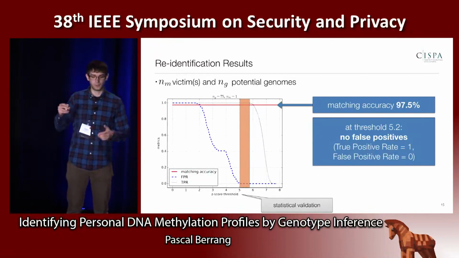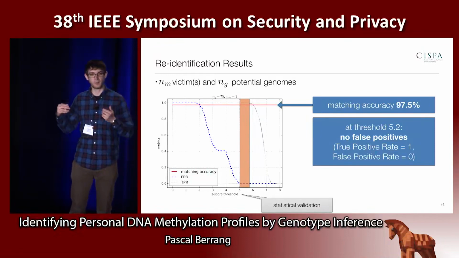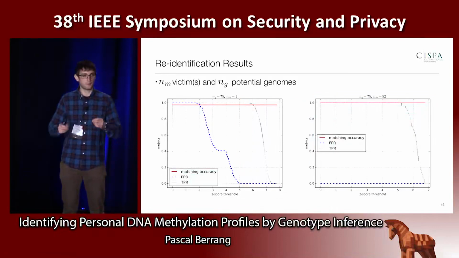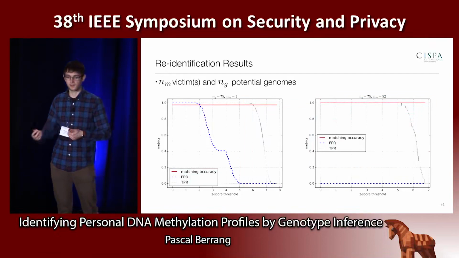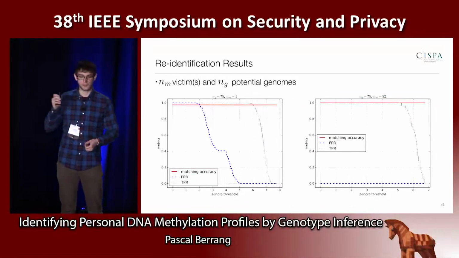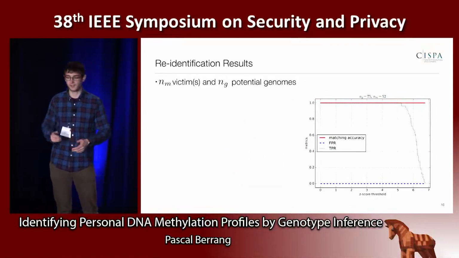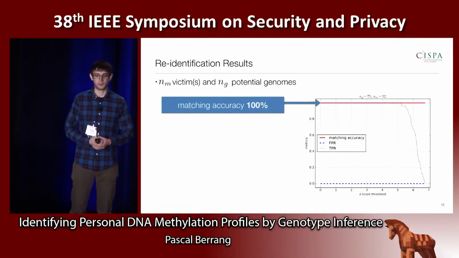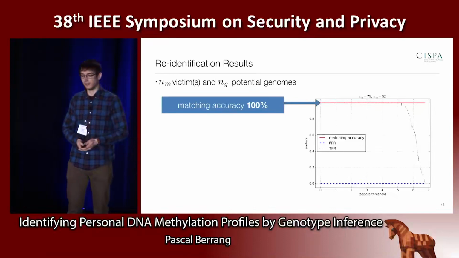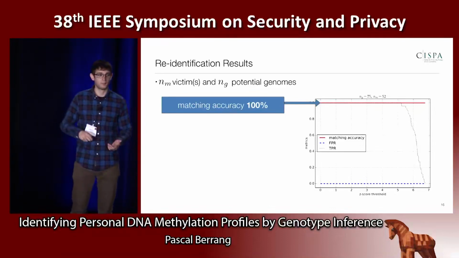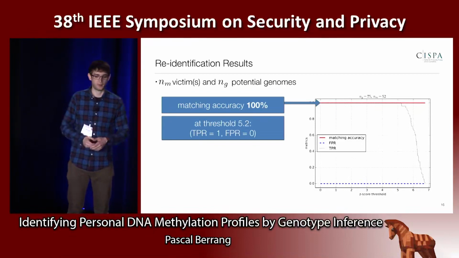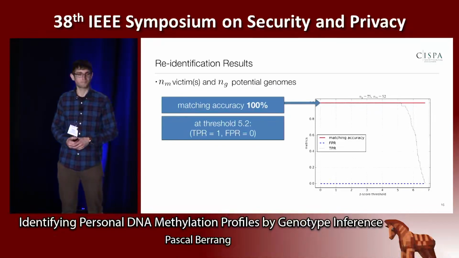Now, we also increased the number of methylation profiles, so the number of victims the adversary has. And then by doing this, we also introduce additional constraints in this bipartite graph matching, and thus the matching accuracy before the statistical validation already goes up, and now we have a matching accuracy of 100%, but still the same threshold that applied before can serve again for a true positive rate of 1 and a false positive rate of 0.